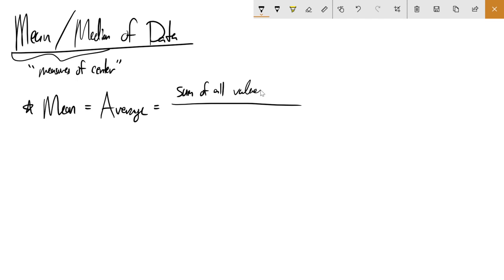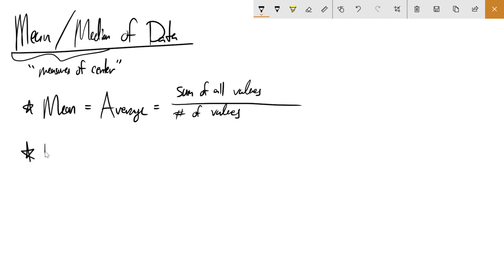Yeah, so you just sum all the values, and then you divide by the number of values. Right? So if you had 10 things, you divide by 10. We'll do an example of this. So the mean is, you add everything up, and then you divide it by how many observations or values you have.